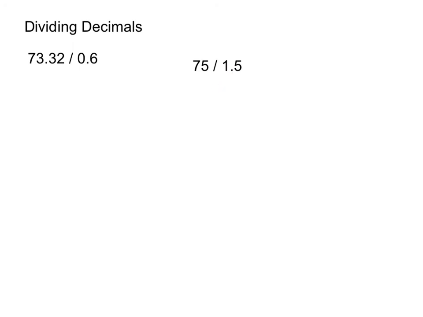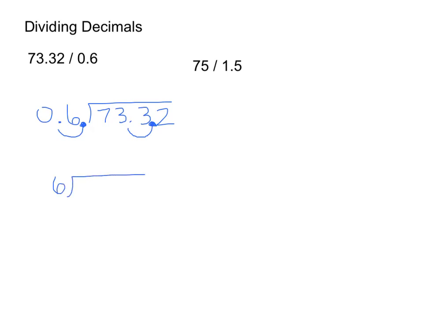The problem is they both do. So what are we going to do? We're going to rewrite our problem. 73.32. We just said this number right here, this divisor, cannot have a decimal. So what I'm going to do is multiply it by 10. And I'm going to move that decimal point here and it becomes a 6. But if I do that, I must multiply my dividend by 10 as well. And I'm going to move it right here so that I move it to the right one. So basically my new problem, you don't have to rewrite it, but my new problem is basically 6 into 733.2. So now I'm going to divide.